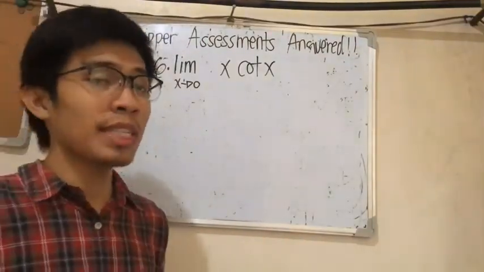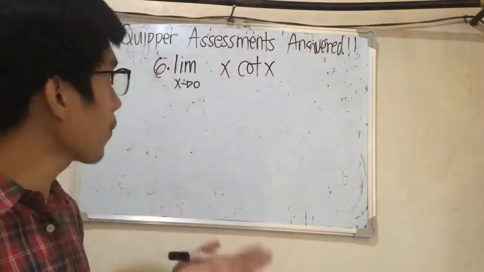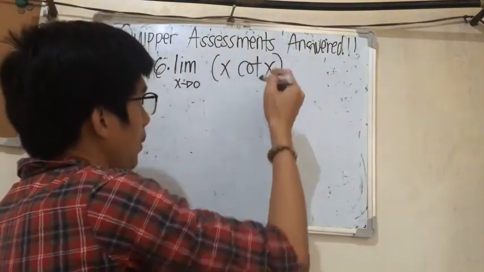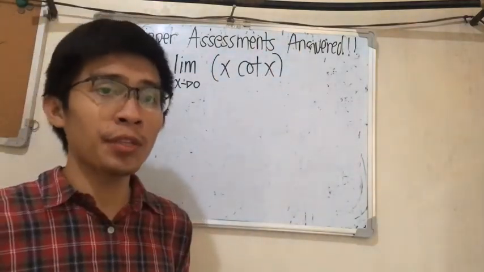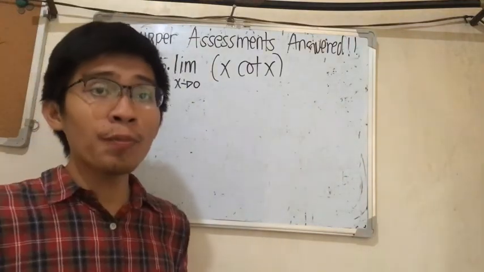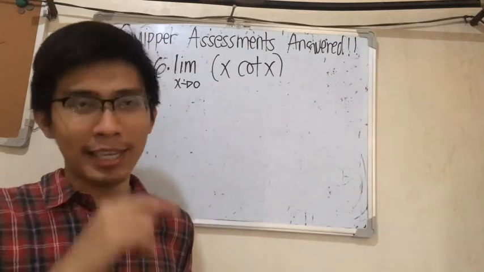Let's try to answer the next problem. We are down to example number 6, and this problem looks like this. The limit of x cotangent x as x approaches 0. You may pause the video for a while and answer it on your own. I do hope that you already answered it. Let's check if you got it right.